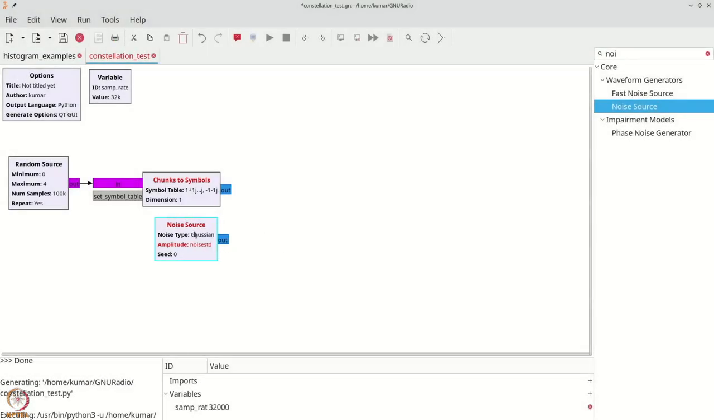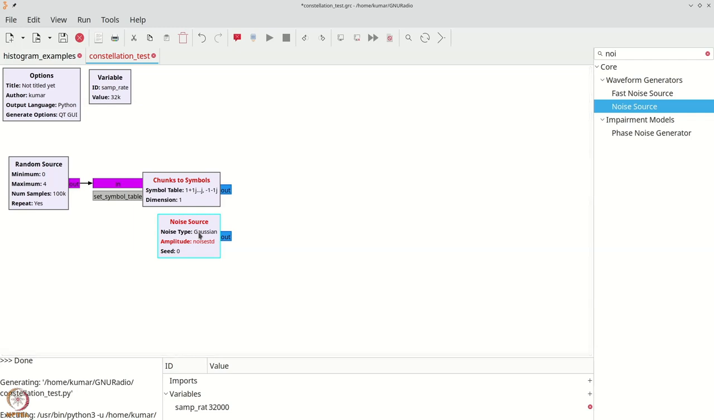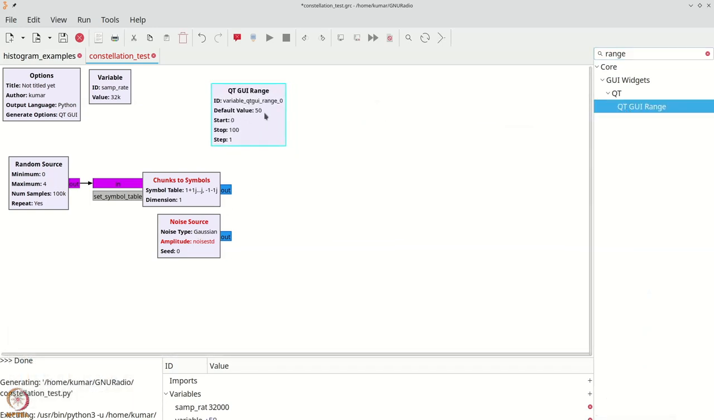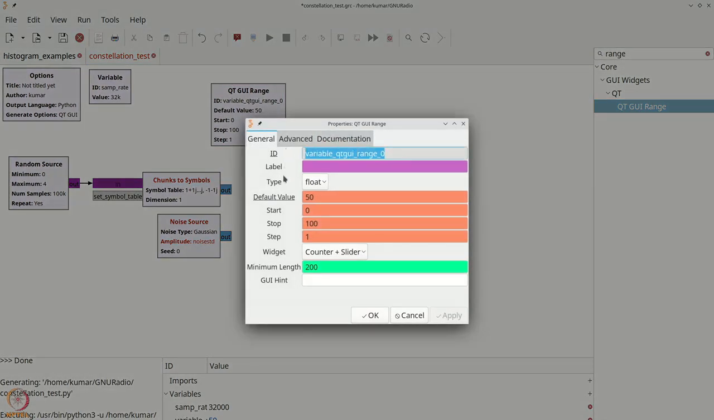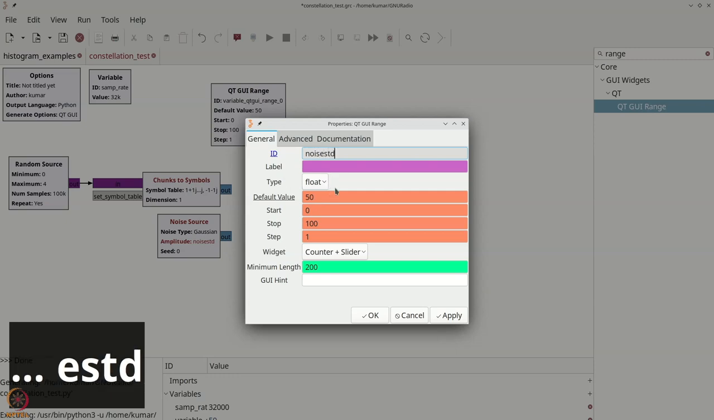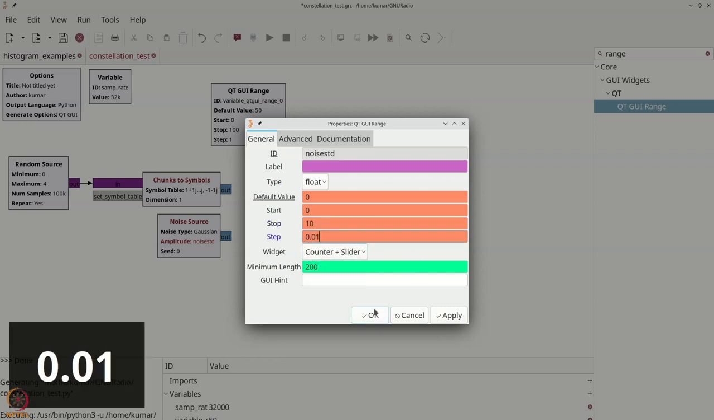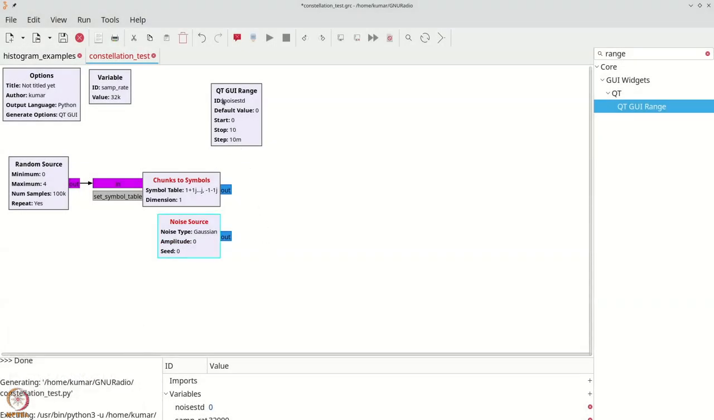say okay, and I'm going to also add a QTGUI range that will allow me to change the noise standard deviation. So say Ctrl F or Command F. Range. Let us get the range and place it over here. So if I double click the QTGUI range and change its ID to noise std, this will now become a knob which I can tune to change the amount of noise. Now the default value I will set to no noise. Let it start at 0. Let the standard deviation go up to 10, and let's make the step 0.01. Now we have a means by which we can control the noise. Because the default value of noise std is 0, the amplitude shows 0 here.